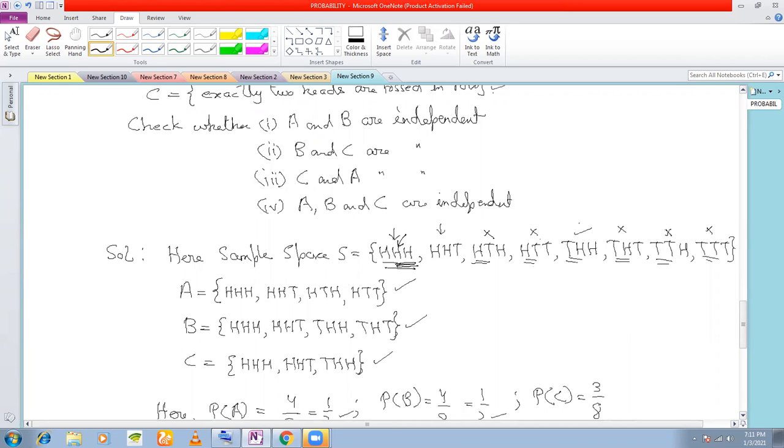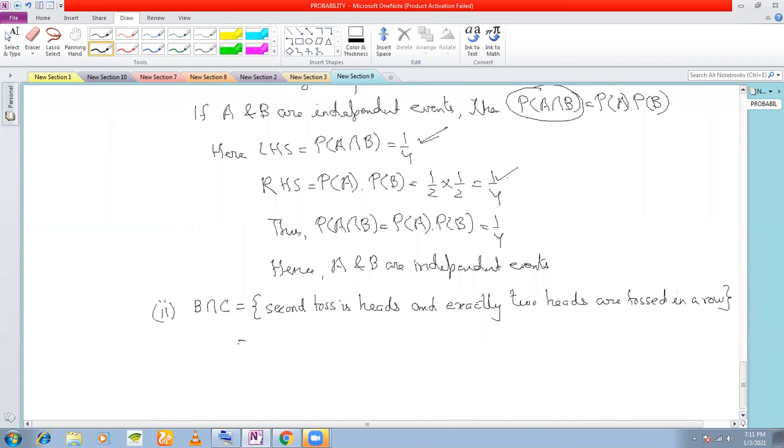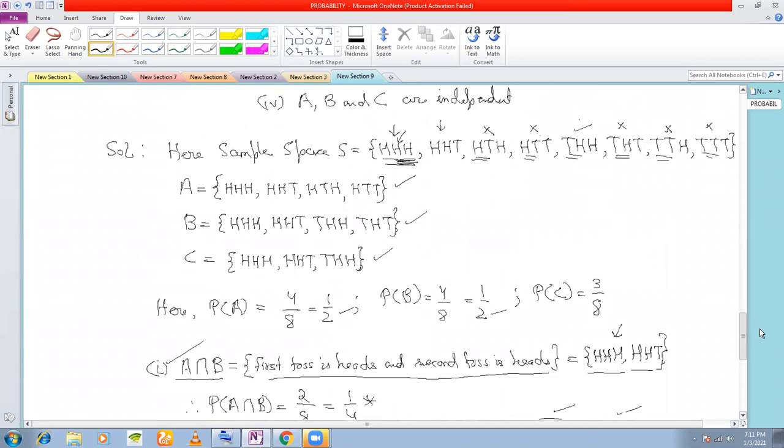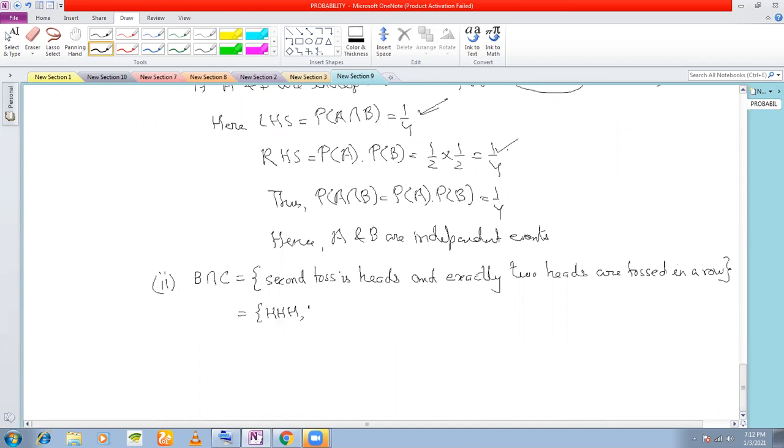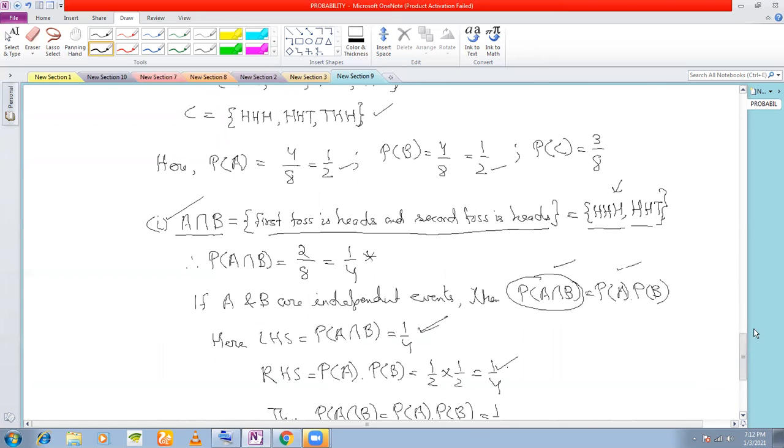So this one is okay. H is there, H, H. Next, second toss is heads. In this also you have second toss heads and two heads are there, right? These two. So therefore HHT is also there. Okay, let's see the next one.